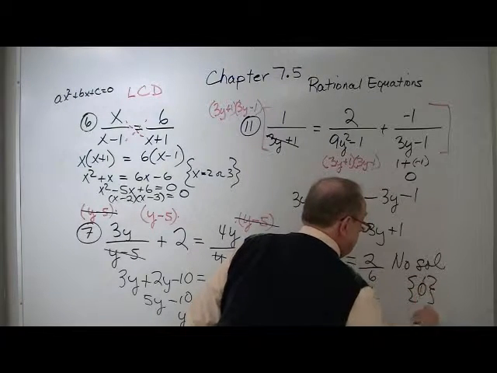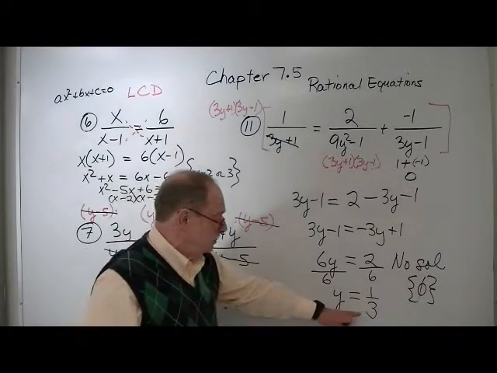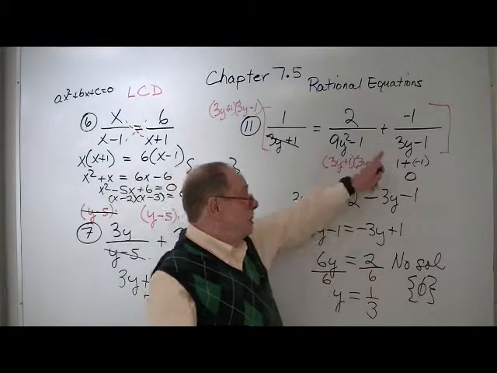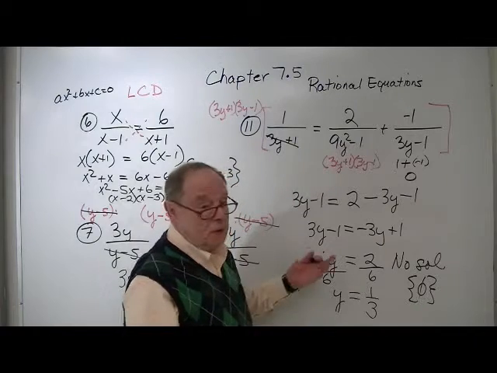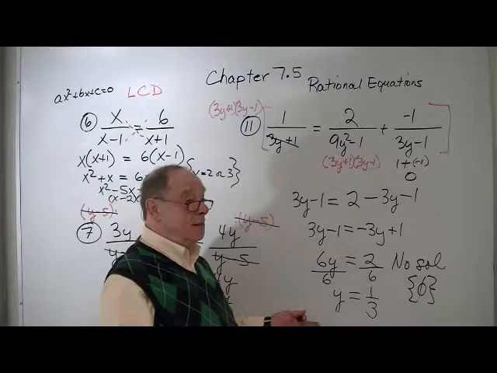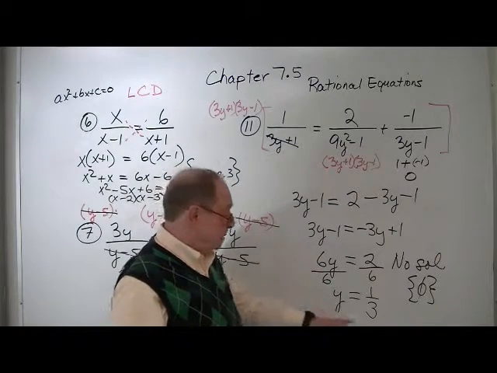Empty set or something like that. And why? We did get a solution. But once again, this solution made this denominator a 0. Therefore, there's no solution. If there was another number that worked, then that would be the answer, but not this one.